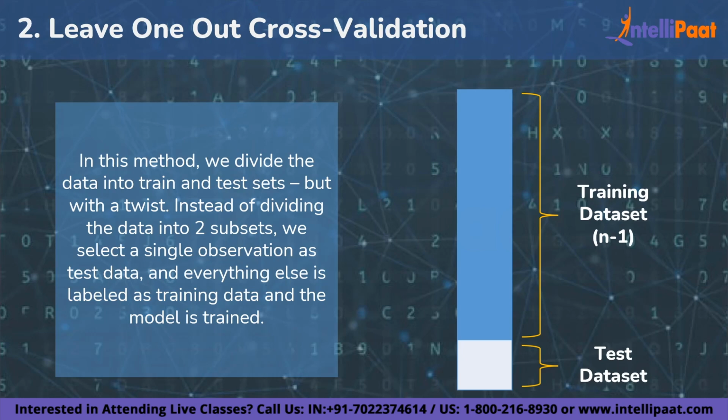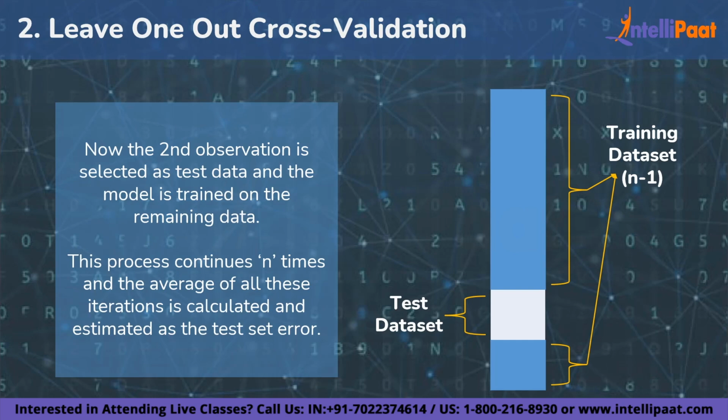So here, instead of dividing the whole data into two subsets, we are selecting a single observation or single data point as test data, and everything else is labeled as training data, and the model is trained on that. Now, on the second iteration, the second observation or data point is selected as test data, and the model is trained on the remaining data. And this process continues n times until we cover all single observations as test data once. After that, the average of all of these iterations is calculated and estimated as the test set error.